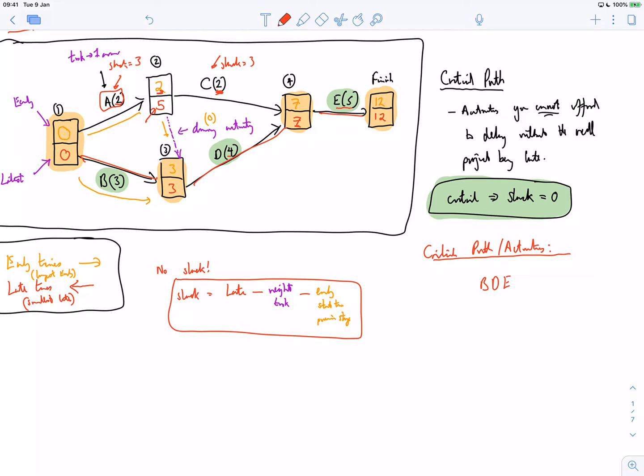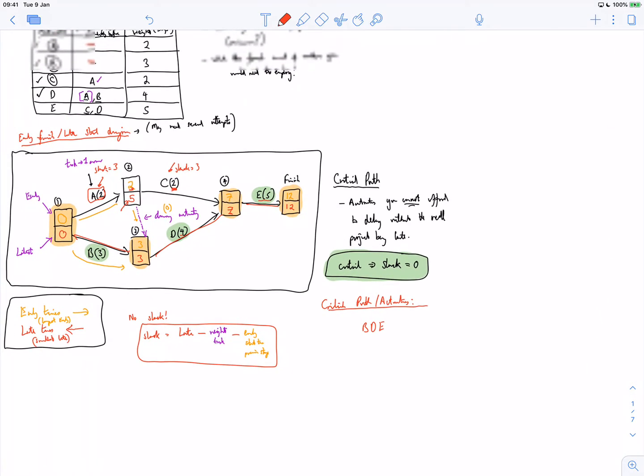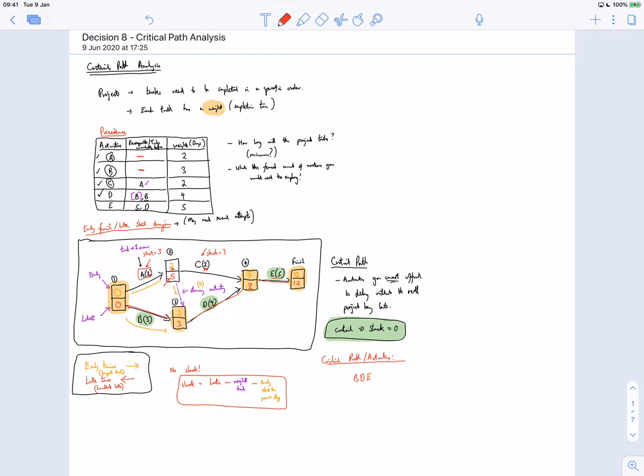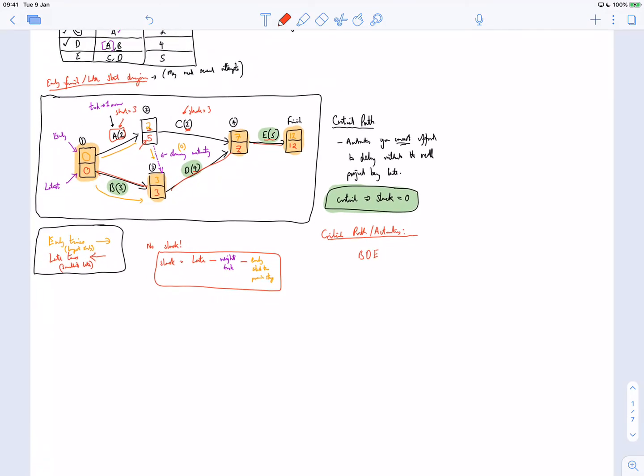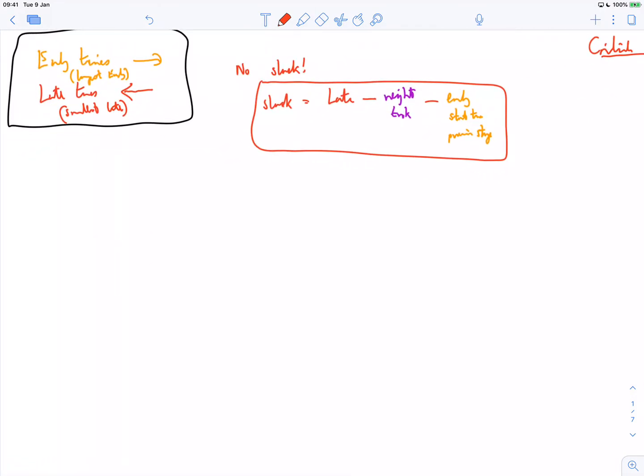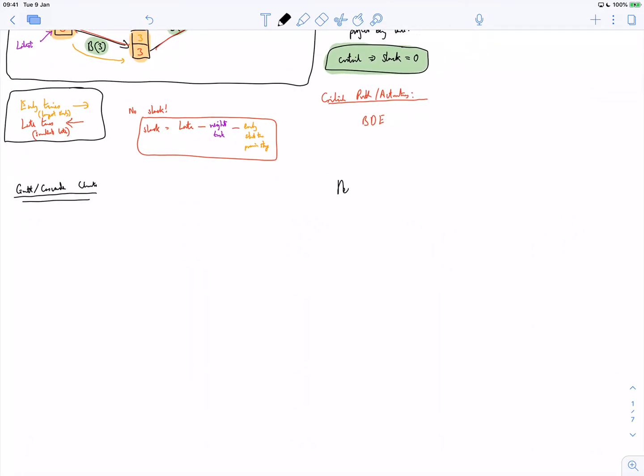Okay, so A and C are not critical because they've got some wiggle room. Whereas the other tasks, you can't afford to be late, otherwise they will delay the whole project. And essentially, this is pretty much critical path analysis. The only thing I'll say though is there's a couple of ways of expressing the results of this. And one of them is Gantt, or Cascade charts. And the other one is resource histograms.